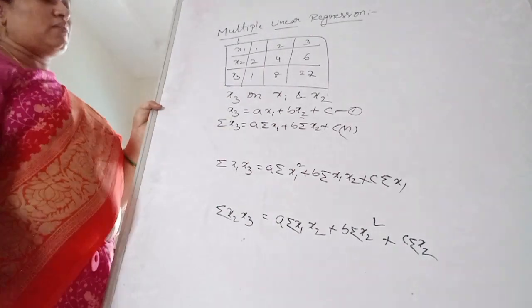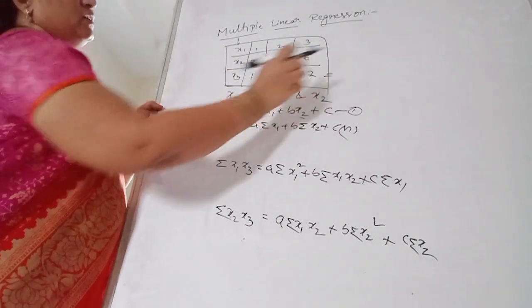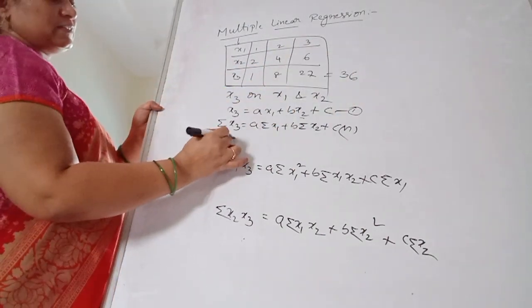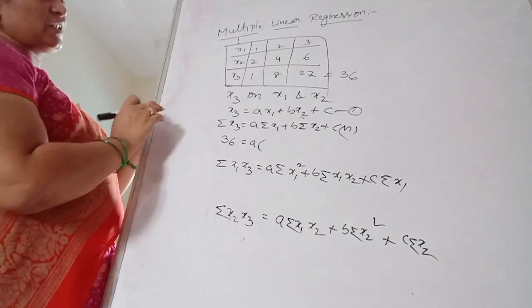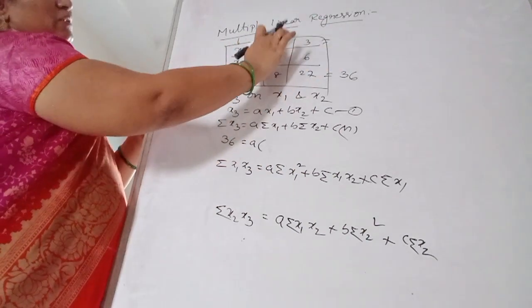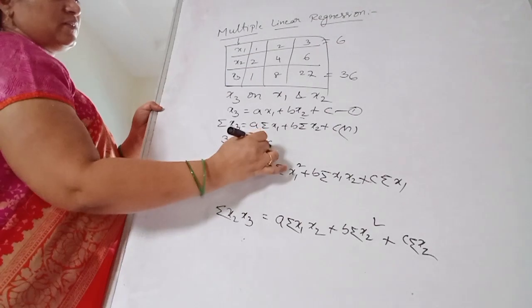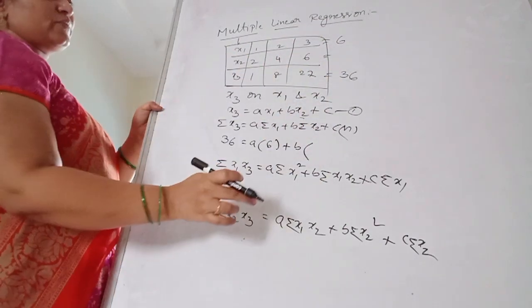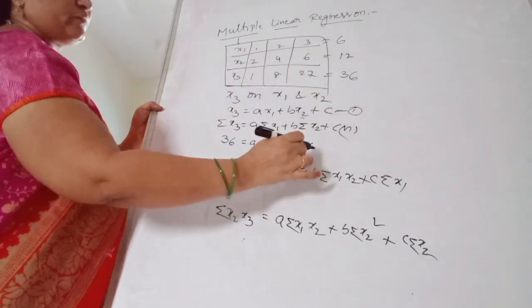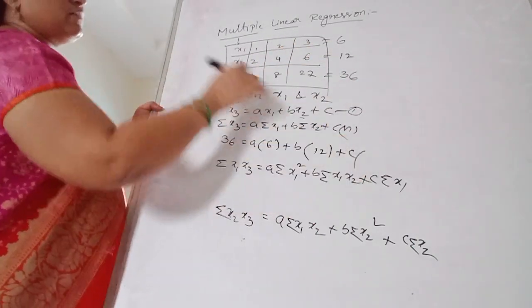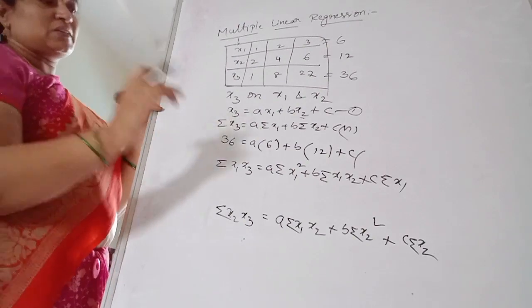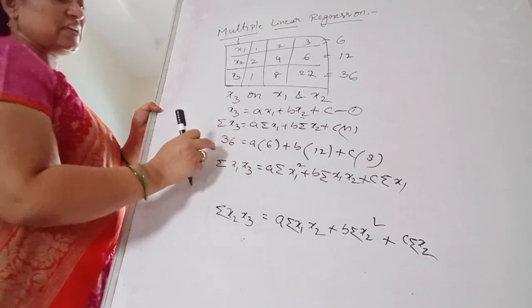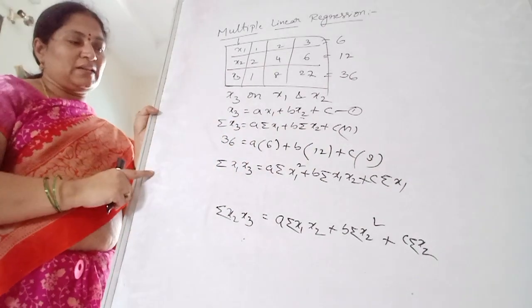Now we have to substitute all these values. What is summation of x3? 28 plus 8, 36. 36 is equal to a into summation of x1. That means add all these values: 1 plus 2 plus 3, 6. Plus b into summation of x2. Adding all these three values, we get 6 plus 6, 12. Plus c into the number of observations. Here we have 3 observations, so n is equal to 3. So 6a plus 12b plus 3c is equal to 36. This is one of the normal equations.